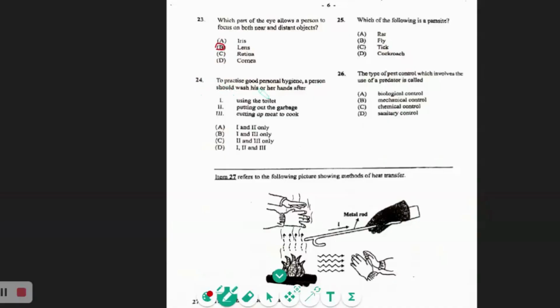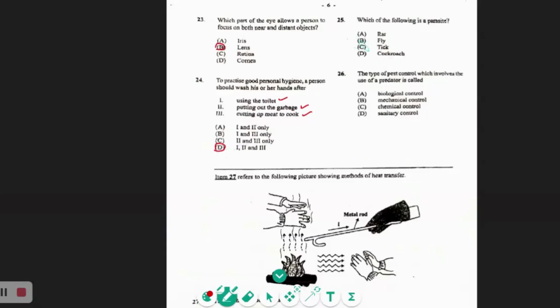24. To practice good personal hygiene, a person should wash his or her hands after 1. Using the toilet, yes. 2. Putting out garbage, yes. And 3. Cutting up meat to cook. So the answer is all 3, therefore it is D.